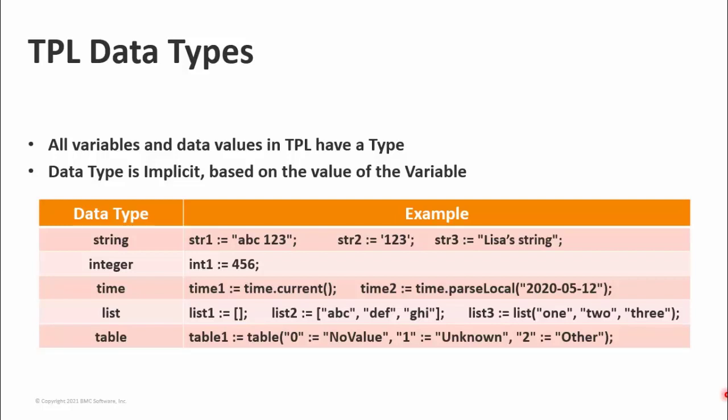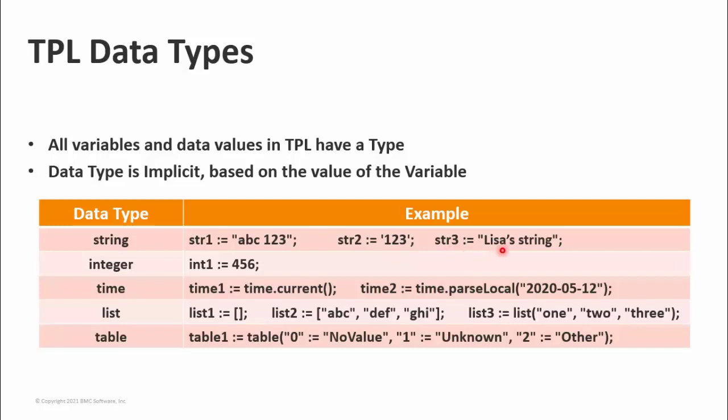Here are some sample assignment statements which will create values with the different data types. The assignment statement str1 :equal in double quotes ABC123 creates a variable called str1, and the data type of that variable is a string. The reason it's a string is because a string enclosed in double quotes was assigned to the variable called str1. Second example is str2 :equal in single quotes 1, 2, 3. So double quotes or single quotes can be used to create a string.